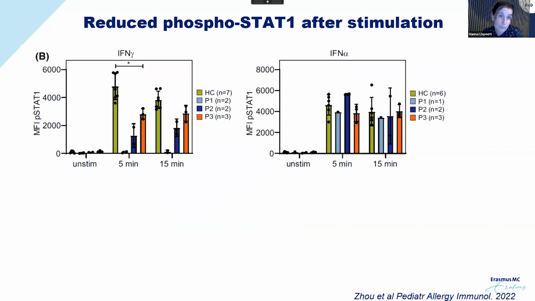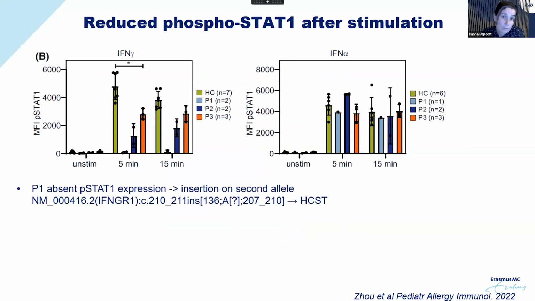On the left, you can see the result for the stimulation with interferon gamma, and on the right, for the stimulation with interferon alpha. The green bars are the healthy controls, and the light blue bars are for patient 1. With interferon gamma stimulation, we could not observe any phosphorylation of STAT1 in patient 1, but there was normal phosphorylation of STAT1 after interferon alpha stimulation. So this indicated that, although we only found one variant in this patient, we had to look further with other molecular techniques, and that's what we did.